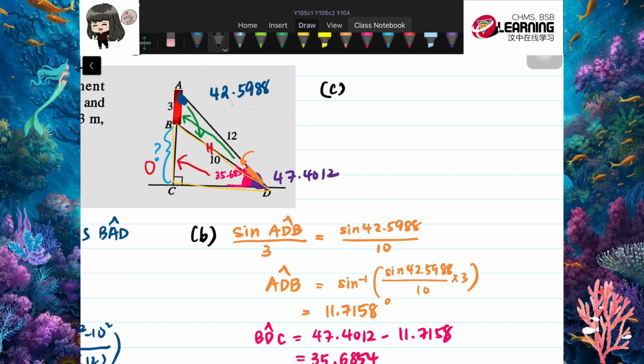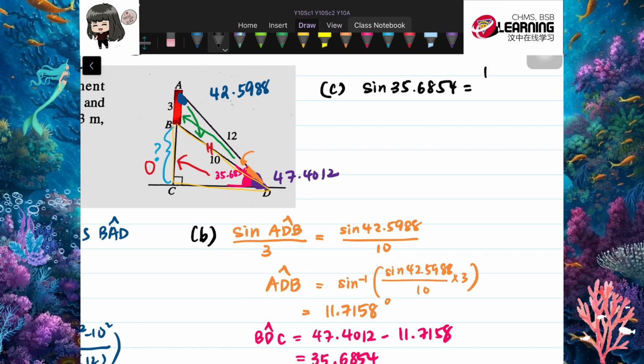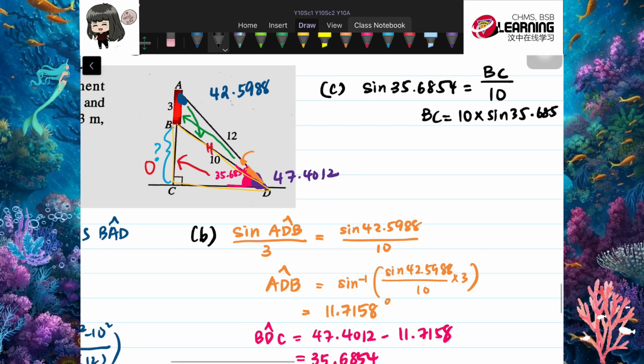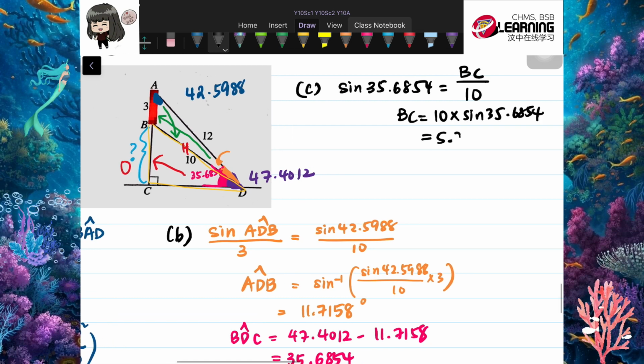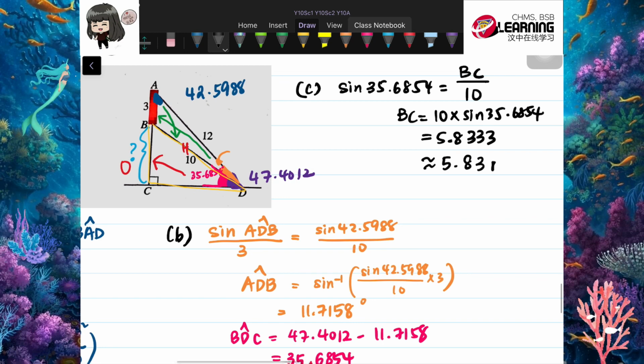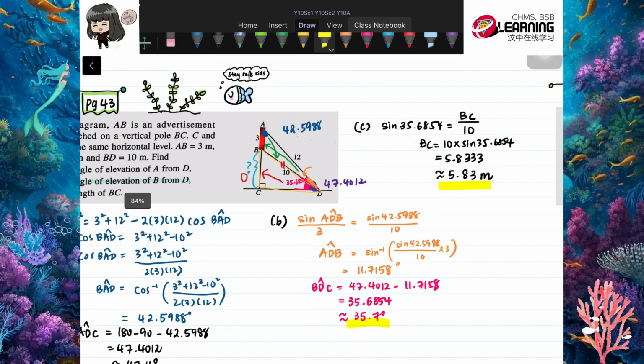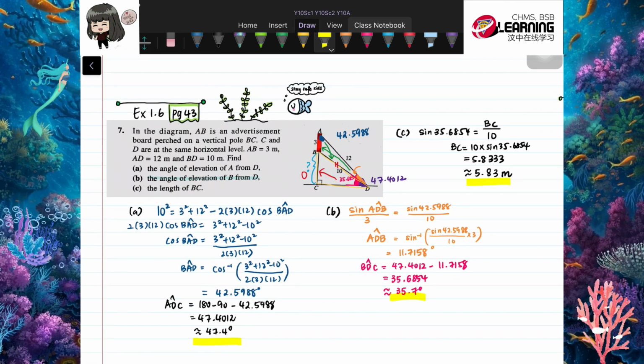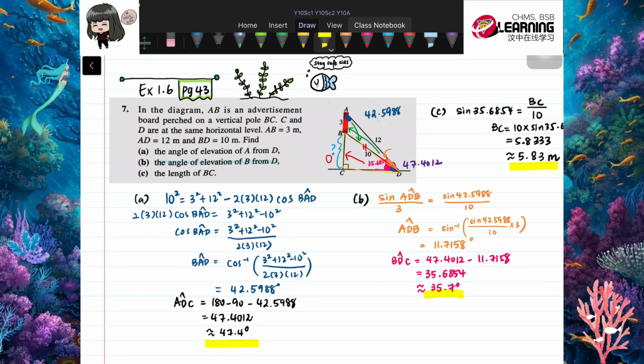Okay, I'm writing here. So we use sine 35.6854 equals to BC over 10. So BC is 10 times sine, and we get 5.8333. Round off to 3 significant figure is 5.83 meter. Okay, that's for exercise 1.6, question number 7.